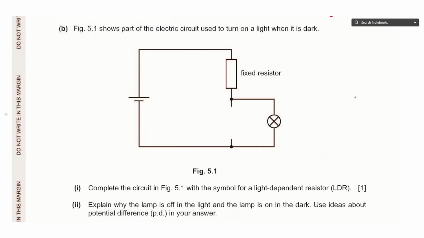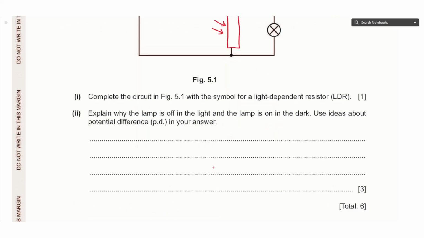Part b says figure 5.1 shows part of the electric circuit used to turn on a light when it is dark. Complete the circuit in figure 5.1 with a symbol for a light-dependent resistor. So we have an empty space here. We draw a rectangle, which is a symbol for a resistor, but for an LDR, we draw two arrows pointing towards the rectangle. Part two says explain why the lamp is off in the light and the lamp is on in the dark. Use ideas about potential difference in your answer.